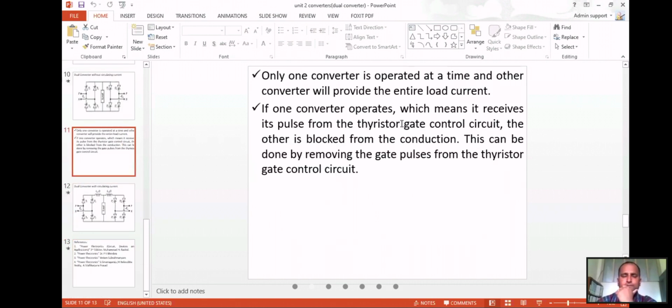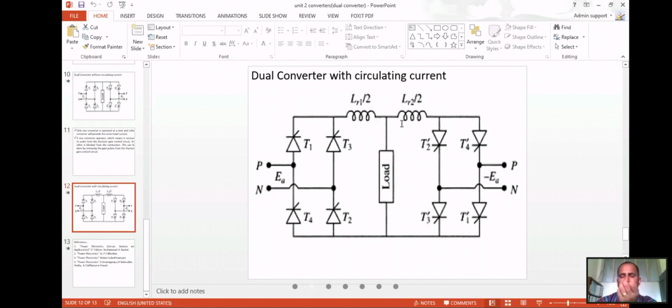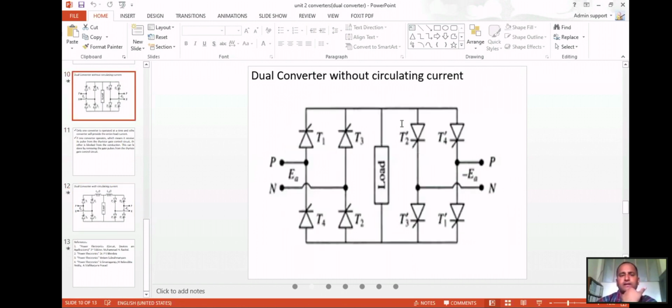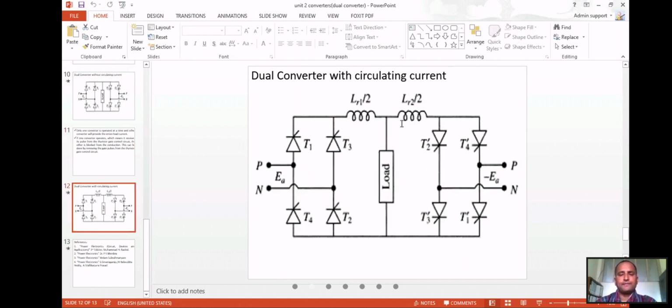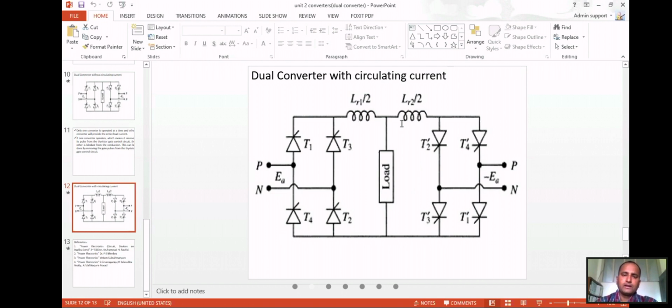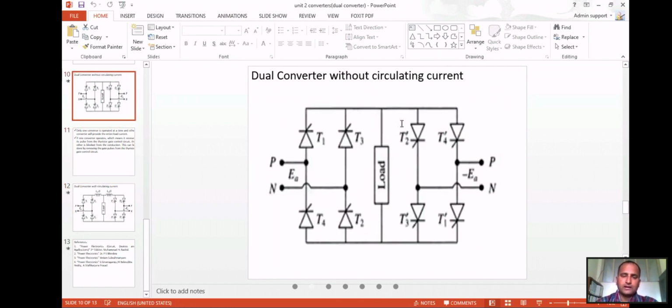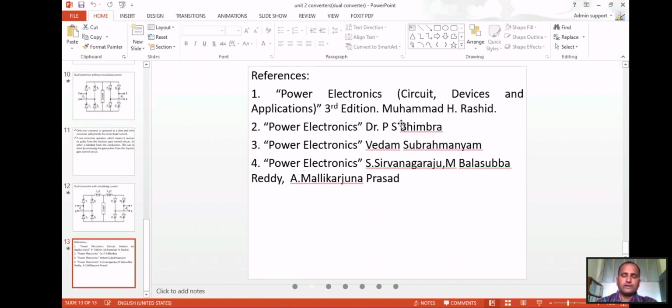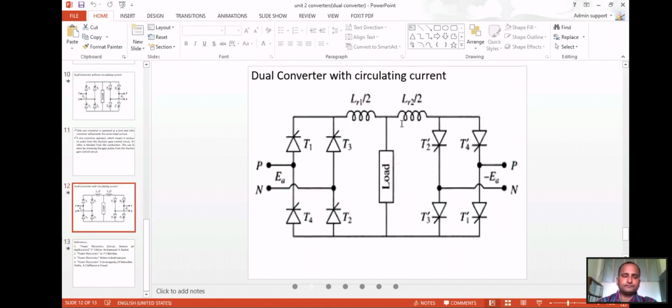Now I just want to ask you to do this as an exercise, you don't have to submit it. Try to find out and write the explanation and the waveform of these two types of converters: dual converter without circulating current and dual converter with circulating current. Try to find the waveform for both circulating and non-circulating current, see the operation part also, and the basic equations for this.